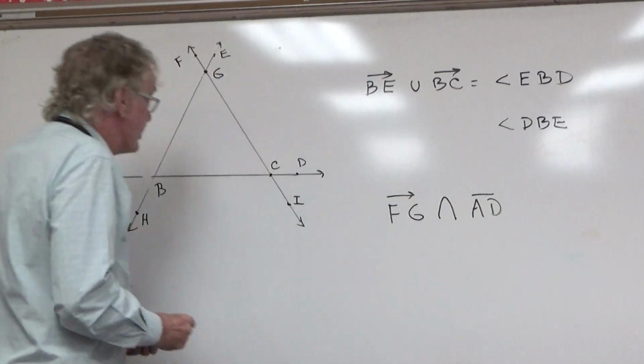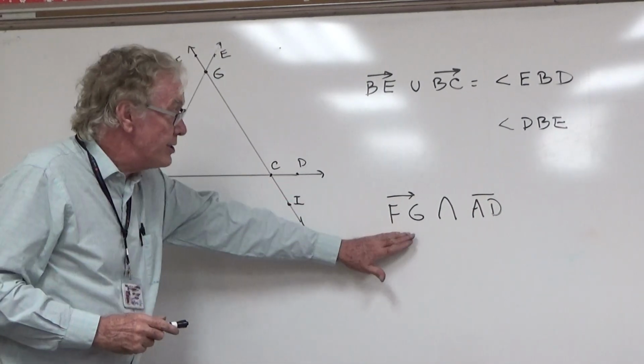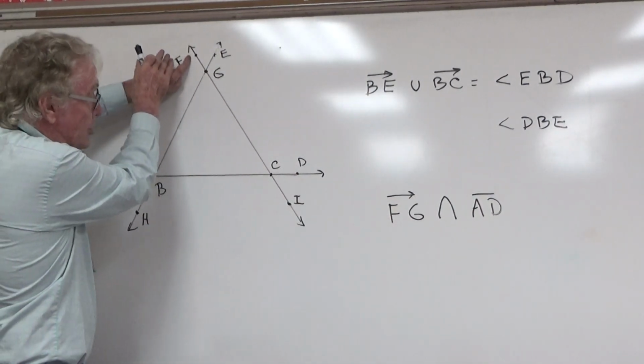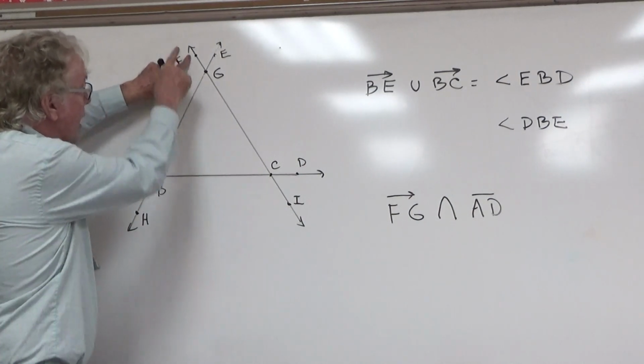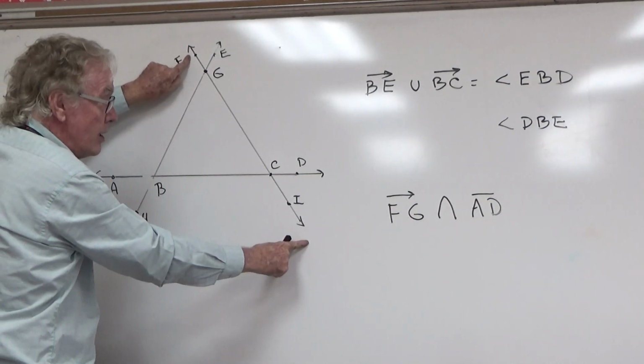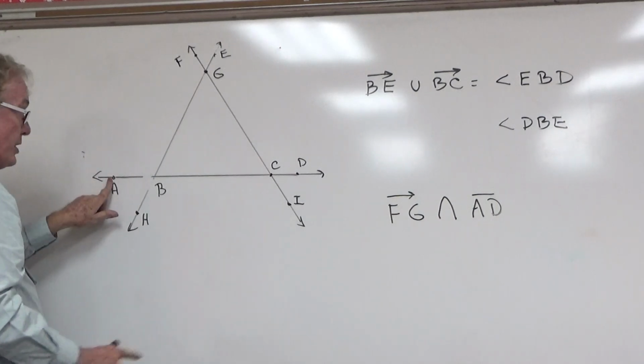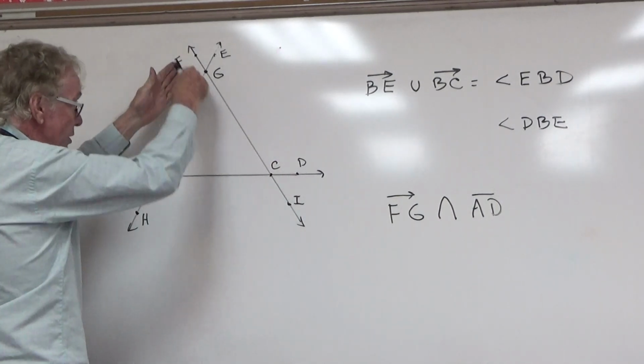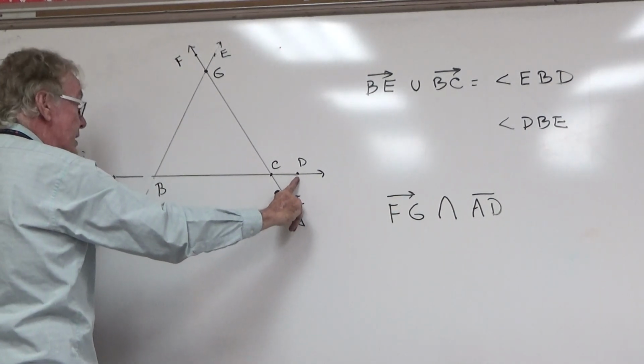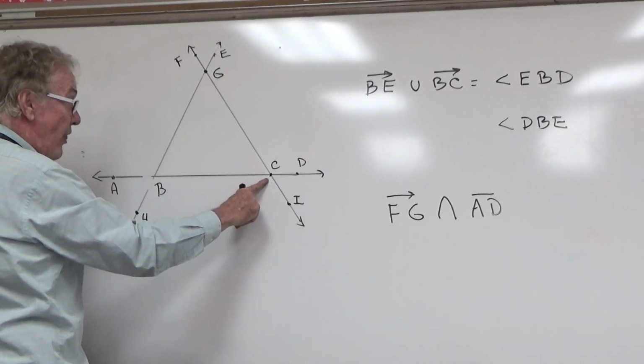Segment AD. So we have to think of the ray that starts at F, goes through G, keeps on going all the way through here, infinitely long, and intersects with AD, which starts here and stops there. What's on this ray that's also on this segment? It's just going to be that point.